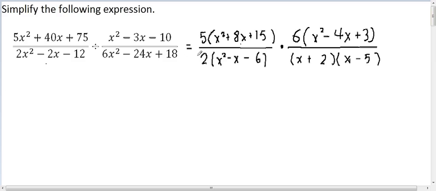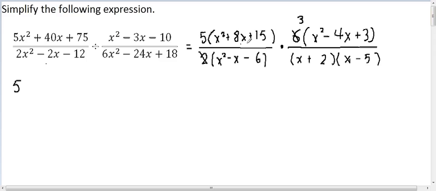Now, if we look at the terms already, we should be able to cancel something if they already match. The number 2 here matches the 6 here, so let's go ahead and divide 2 from both of these numbers, and that will give us 3. And we're going to go ahead and write this as a single fraction next, but we're also going to factor each of the remaining polynomials. So I'll copy the 5.